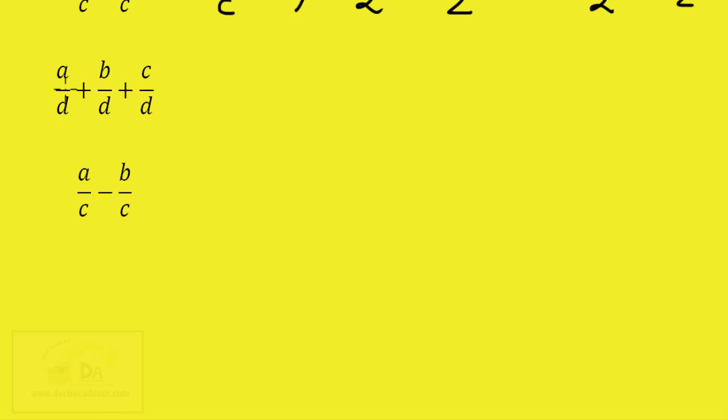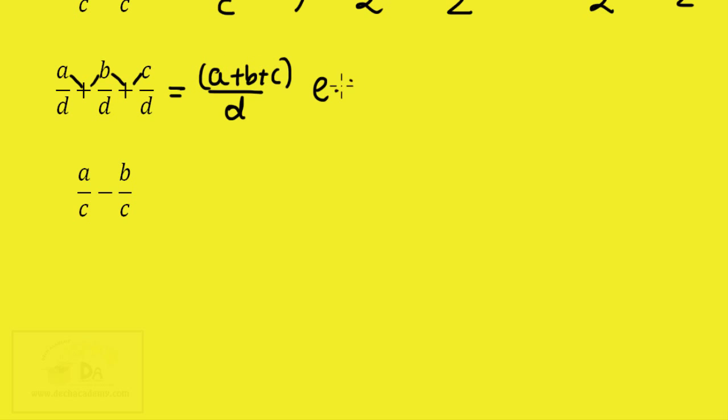Again, we have here fractions which share a common denominator. Here the common denominator is d. So the resultant fraction has the same denominator as the original fractions, and the numerator of the resultant fraction is given by a plus b plus c. So a plus b plus c.